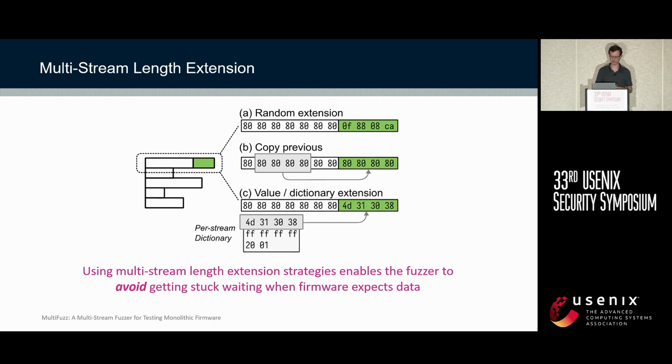So here are three different extension strategies we use. The first one is simply to extend it with a random value, which works a surprisingly large amount of the time, because quite often there's no specific value that the firmware is looking for.